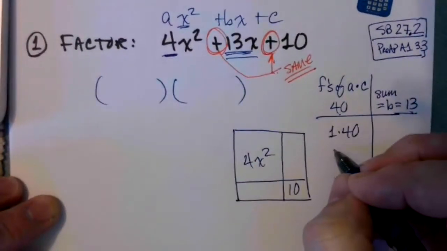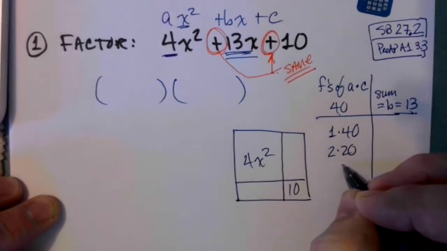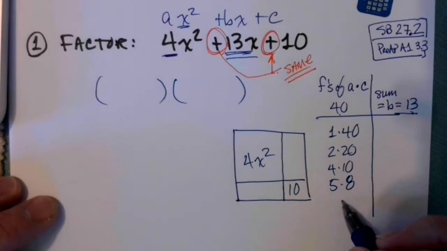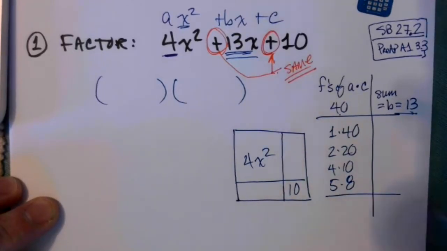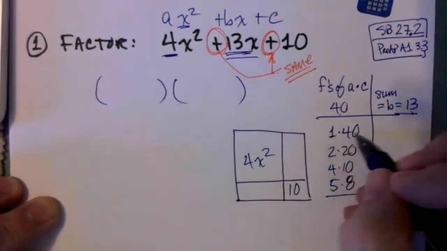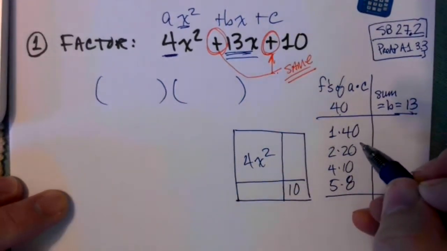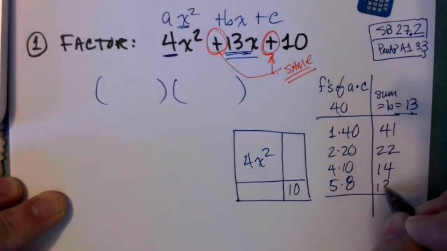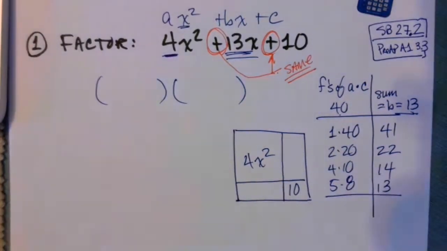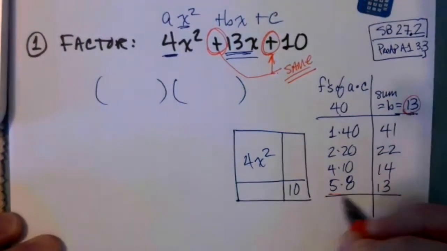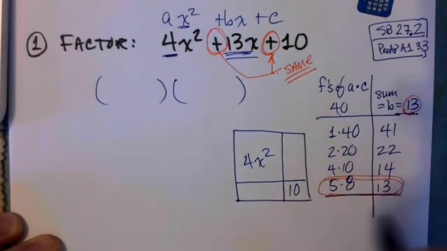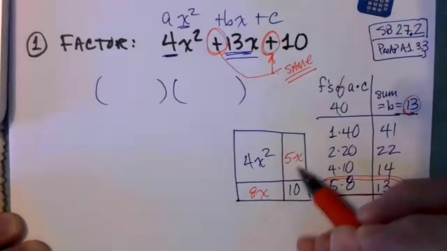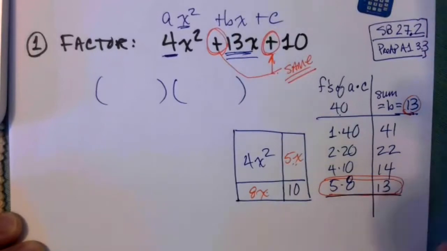So 1 times 40 is 40. 2 times 20. 3 doesn't work. 4 times 10. 5 times 8. 6 doesn't work. 7 doesn't work. 8 times 5. Okay, that's a repeat, so I'm going to stop. Now I'm going to add these together. Again, these are the same sign, they are positive. So 1 plus 40 is 41, 22, 14, 13. And what I'm looking for is my b. We said b was 13. There it is. So this tells me that the numbers that go here are 5x and 8x. And it doesn't matter whether you do 5x and 8x or 8x and 5x.